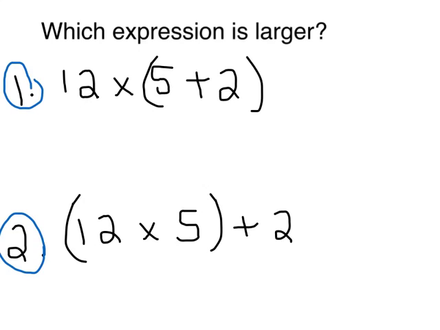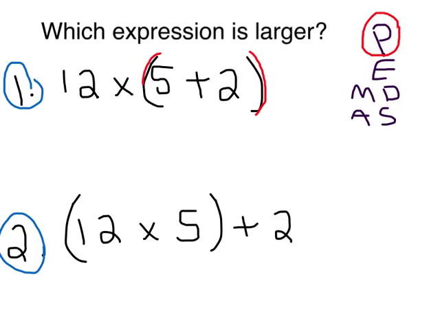I'm going to start with number 1, and I'm going to write P, E, M, D, A, S on the side. That's going to help me know what order I should do my operations in. Let's start with the P. I notice that I do have parentheses. I have a parenthesis here and a parenthesis here. That means that I'm going to do the operation inside of that first. I know that 5 plus 2 is 7. I'm going to bring down my multiplication and my number 12. So now I have 12 times 7.